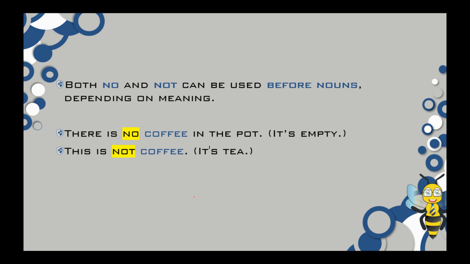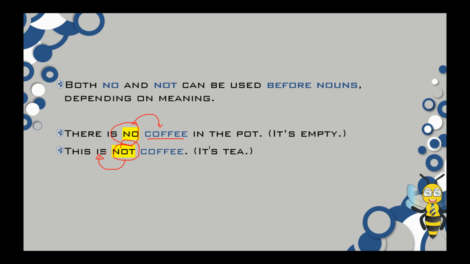Okay. Here the difference is that the word no is modifying the word coffee. There is no coffee. I'm telling you that there is no coffee, only milk, sugar, etc. If there is something else, but not coffee in the pot. But here the word not is modifying the verb.